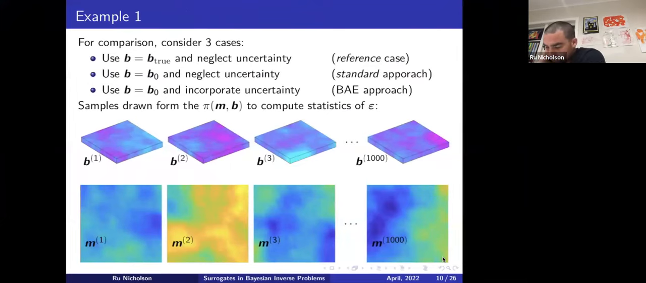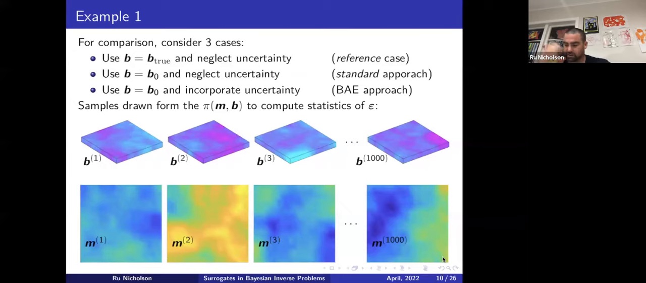So we'll just consider three cases here, as a comparison. First, as a reference case, what happens if you actually did solve the inverse problem using the true conductivity? Then what happens if you just set the conductivity to some nominal value and solve the inverse problem and forget about the uncertainty or modeling errors that induces? And then what happens if you do take into account the additional uncertainty using the BAE approach?